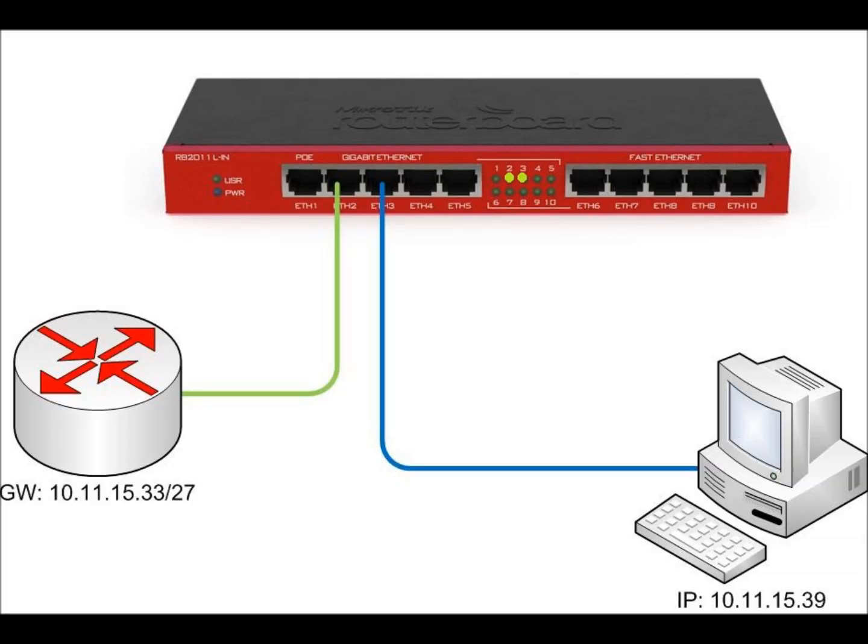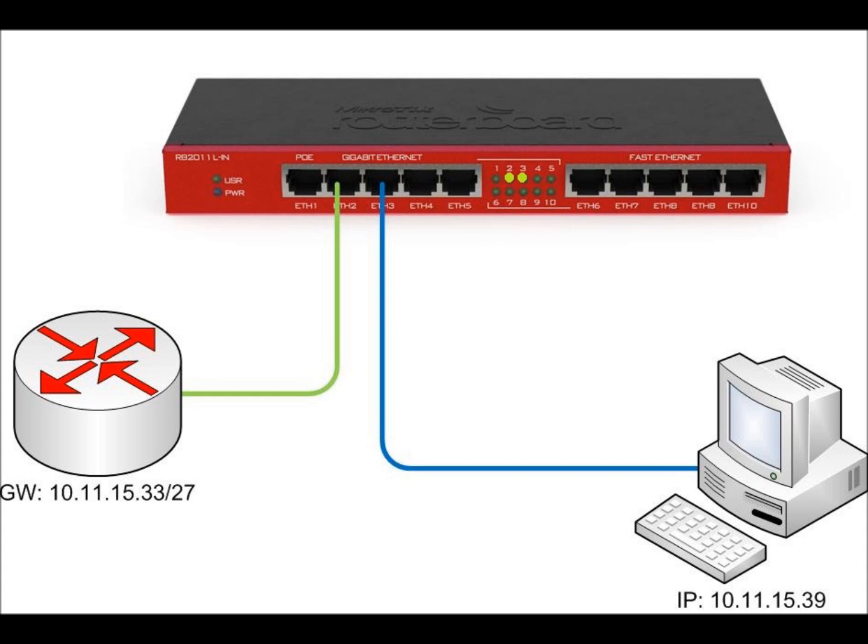Hi all, in this video I'll show you how to configure one VLAN per port of the Mikrotik switch. In the first example we have a PC connected to port 3 of Mikrotik RB2011LS, and that needs to be an access port, meaning only one VLAN is allowed.